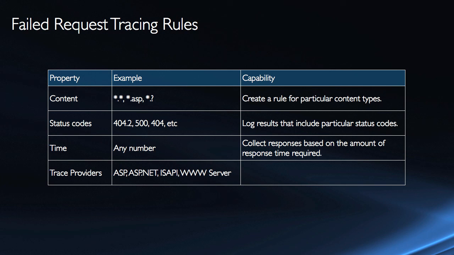Finally, the trace providers. And the trace providers are going to tell you what type of application failed, where along the pipeline this failure occurred, so you can know what element within your IIS you need to look at to try and remedy those different requests that have failed.